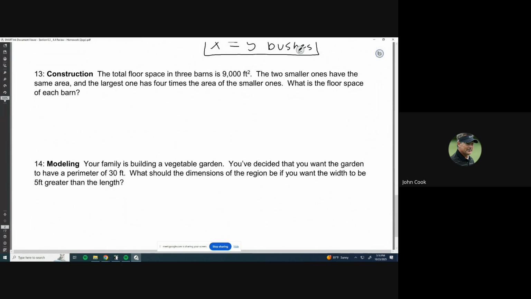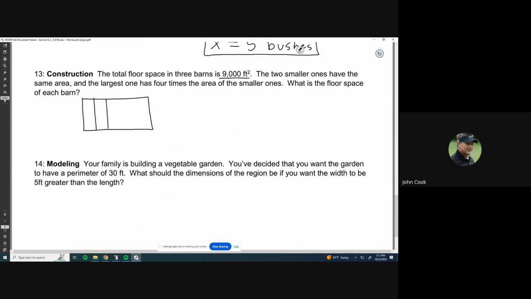Next up, construction. The total floor space in 3 barns is 9,000 feet squared. The 2 smaller ones have the same area, and the largest one has 4 times the area of the smaller one. What's the floor space of each barn? So I'm going to ignore the amount of area at first and just focus on the other part. It doesn't really say anything about the space itself, but I'm going to assume it's like a rectangular shape. And then it says that I have two smaller parts of this area and one large one. So I'm going to represent that in my little diagram here. I have two smaller ones, one larger area.